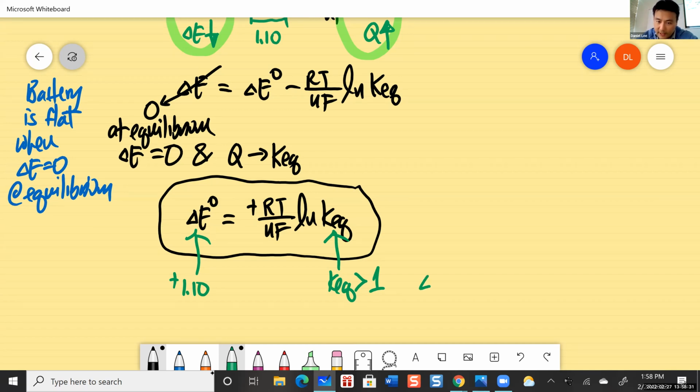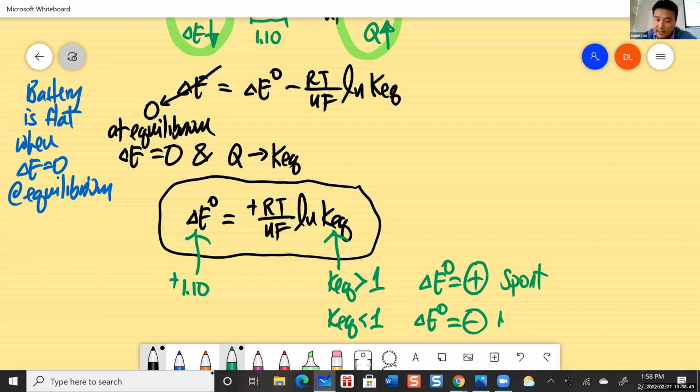So again, delta E positive means spontaneous. If the equilibrium constant is less than 1, the natural log of something less than 1 is negative, so delta E will be negative. Greater than 1 is spontaneous, less than 1 is non-spontaneous. If you know delta E, you know the equilibrium constant; you can plug in and solve for it.